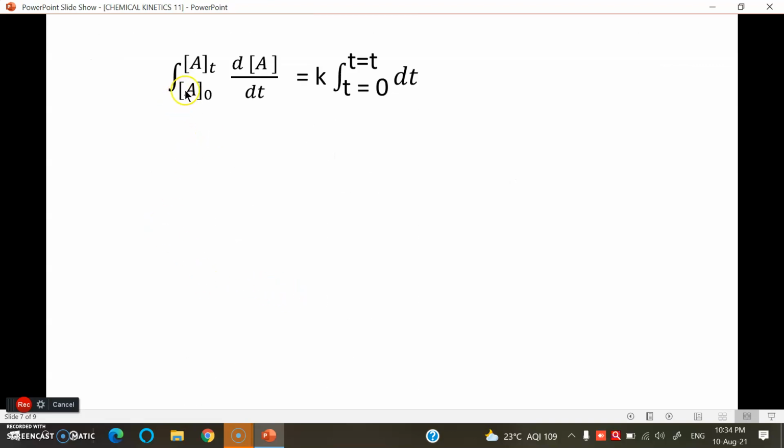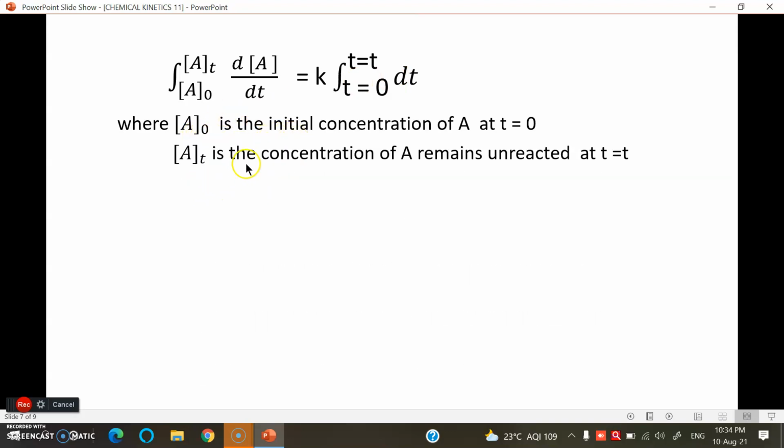Concentration of A0 to At, d concentration of A divided by dt is equal to K minus integrating within the limits t is equal to 0 to t is equal to t dt, where A0 is the initial concentration and At is the concentration of reactant A remaining unreacted at time t.